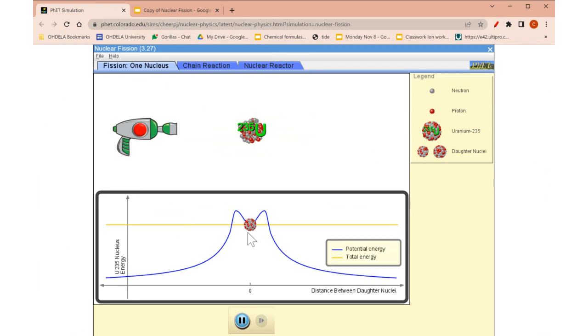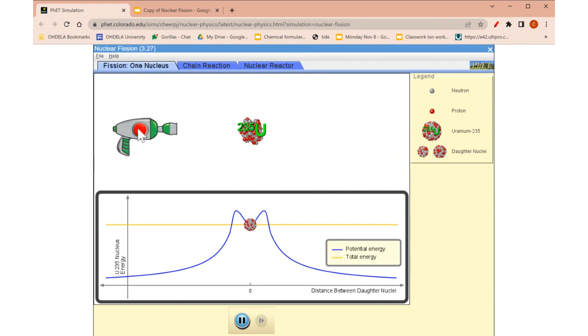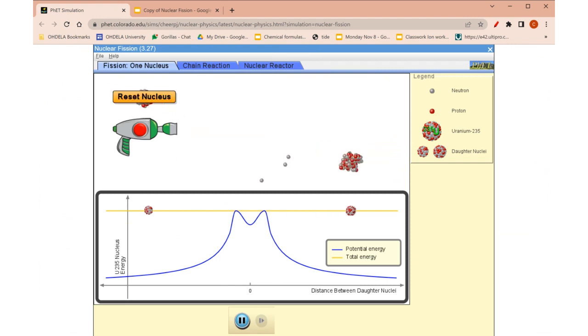So let's try this again. Here it goes lower, hit a neutron here, moves up, it shakes back and forth. And notice we have 3 neutrons at the end. Let's try it one more time. Shakes, the energy goes up, splits, and 3 neutrons are ejected.